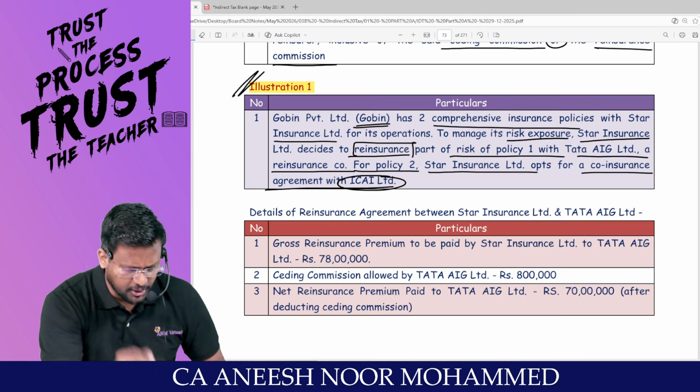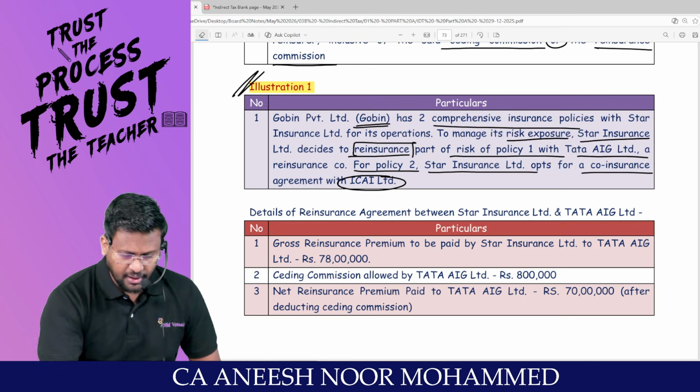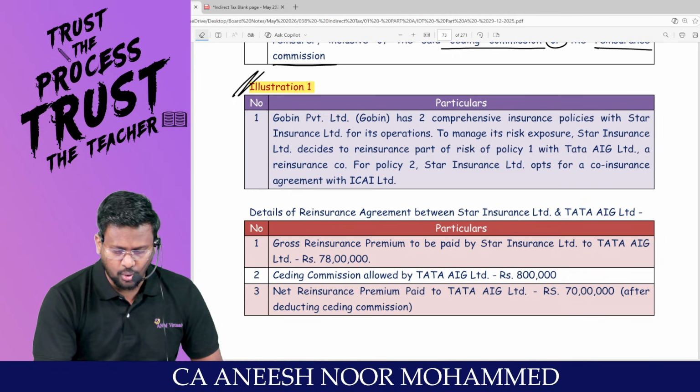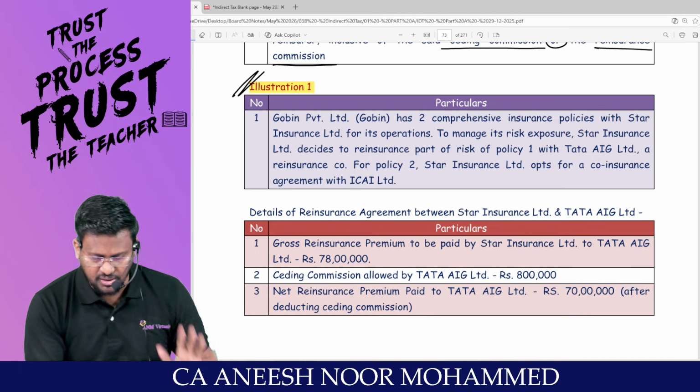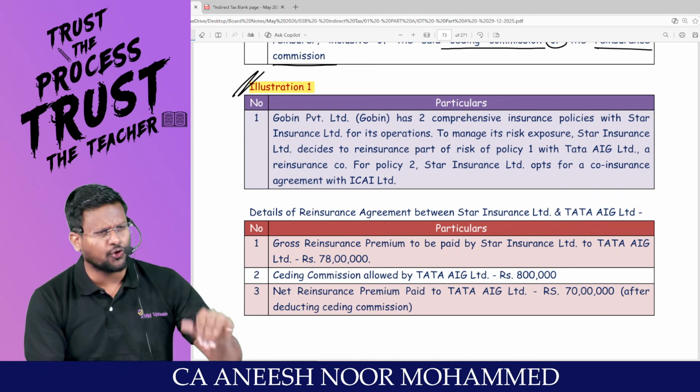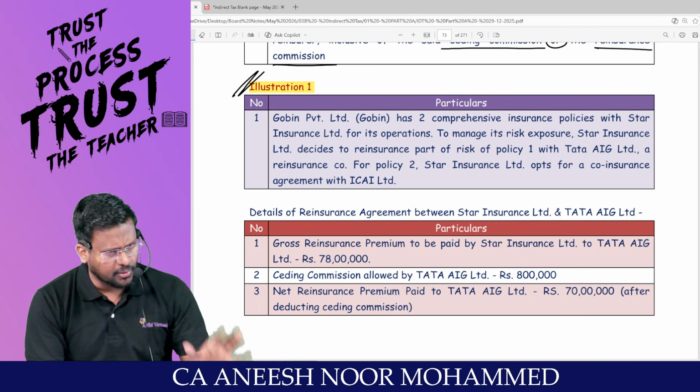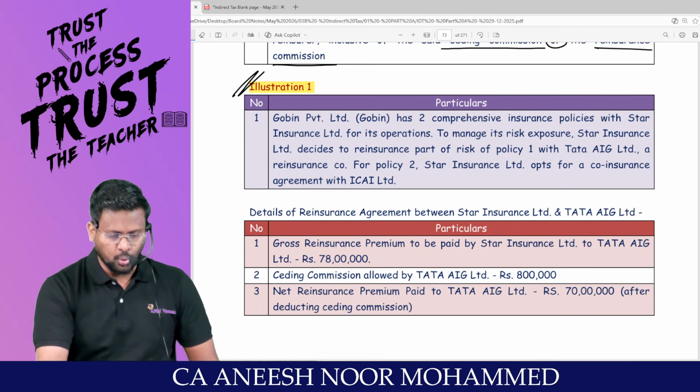Are you all really with me? I'm reading once again before we finalize the things. Gopin Private Limited has 2 comprehensive insurance policies with Star Insurance Limited for its operation. So both the policies they have taken with Star Insurance only. So who's the party?